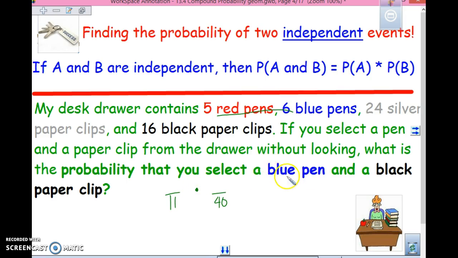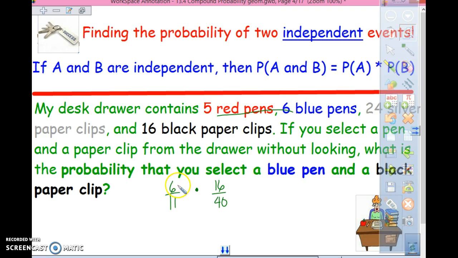So when we dig in the drawer, we're going to be able to tell if we have a pen or a paper clip. So I don't think these 2 events are going to depend on each other. So these are independent events. So we're looking for favorable outcomes. We have 6 blue pens, which would be our favorable outcome. And if we look, we're going to have 16 black paper clips. So these 2 events are independent of each other, so we're just multiplying across. So we get 12 out of 55, for approximately 22%.